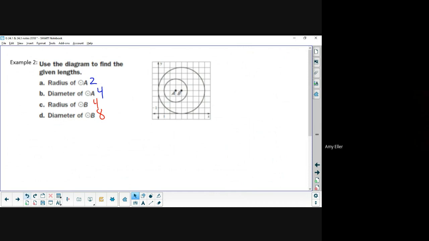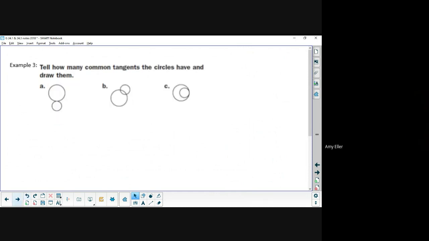All right, on the next page, tell how many common tangents the circles have and draw them. So if I draw this tangent line that touches the circle 1 time, that is not what we consider a common tangent because this circle has that tangent, the other one doesn't. I need to draw a line that touches both circles 1 time. That would be a common tangent line. It's tangent to the big circle, it touches the big circle once. It's tangent to the small circle, it touches the small circle once.